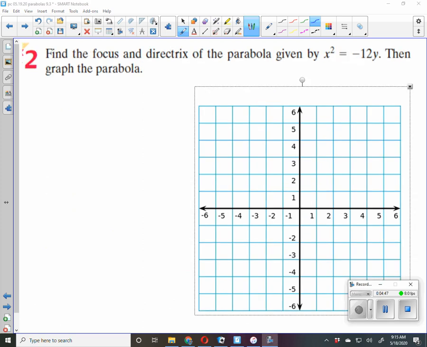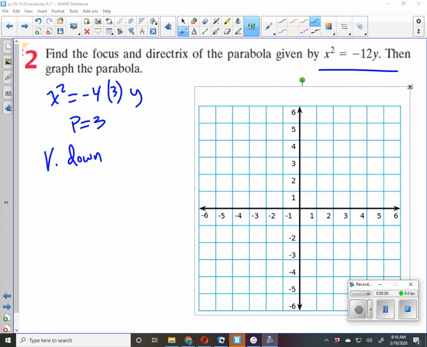Okay, so if I rewrite this equation, x squared equals -4 times 3y. I know my p-value is 3. I know this is going to be a vertical parabola facing down. We know we're at the origin, so we've got this point here. We've got 3 going down, so my focus point here is at (0, -3).